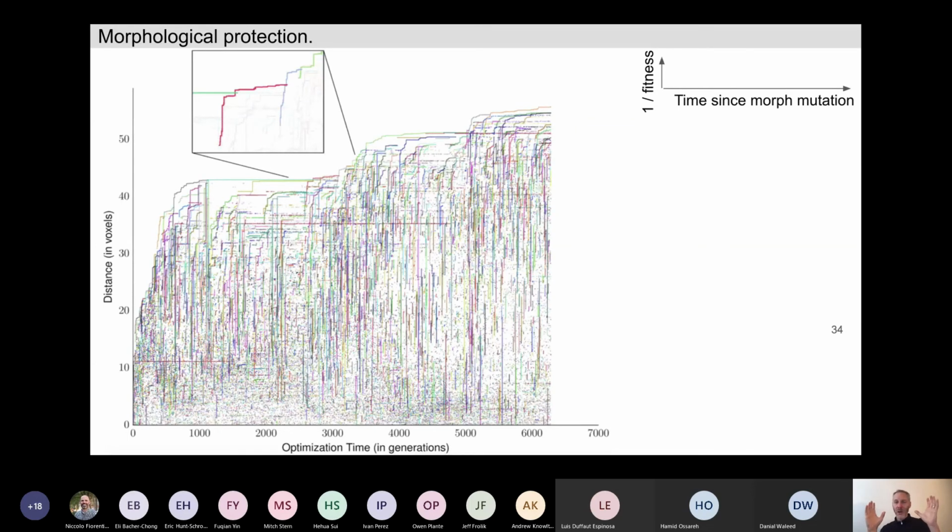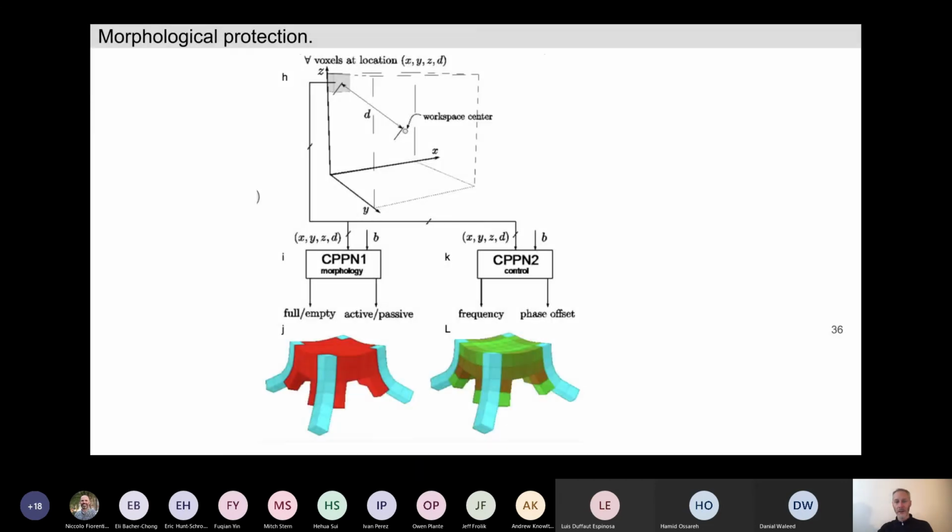So in morphological protection, you have a population that's climbing multiple local peaks in parallel. They get stuck on those peaks, and any newer individuals that find other peaks and climb higher globally compared to the others knock them off their peaks, and search is focused more on those individuals on those higher local peaks.